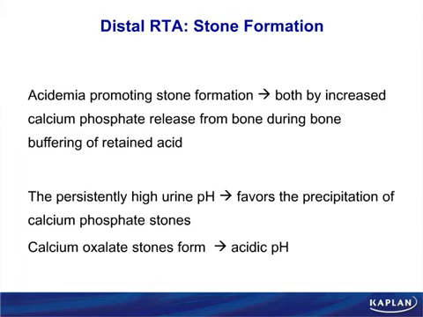In distal RTAs you could get stone formation. This is for several reasons. In an acidemia, you can get increased calcium phosphate release from bone, because acidemia can lead to increased bone resorption. So now you have an increase in filtered load of both calcium and phosphate. Also, we mentioned in the distal RTA, you can have high urine pH. Elevated urine pH favors precipitation of calcium phosphate stones.